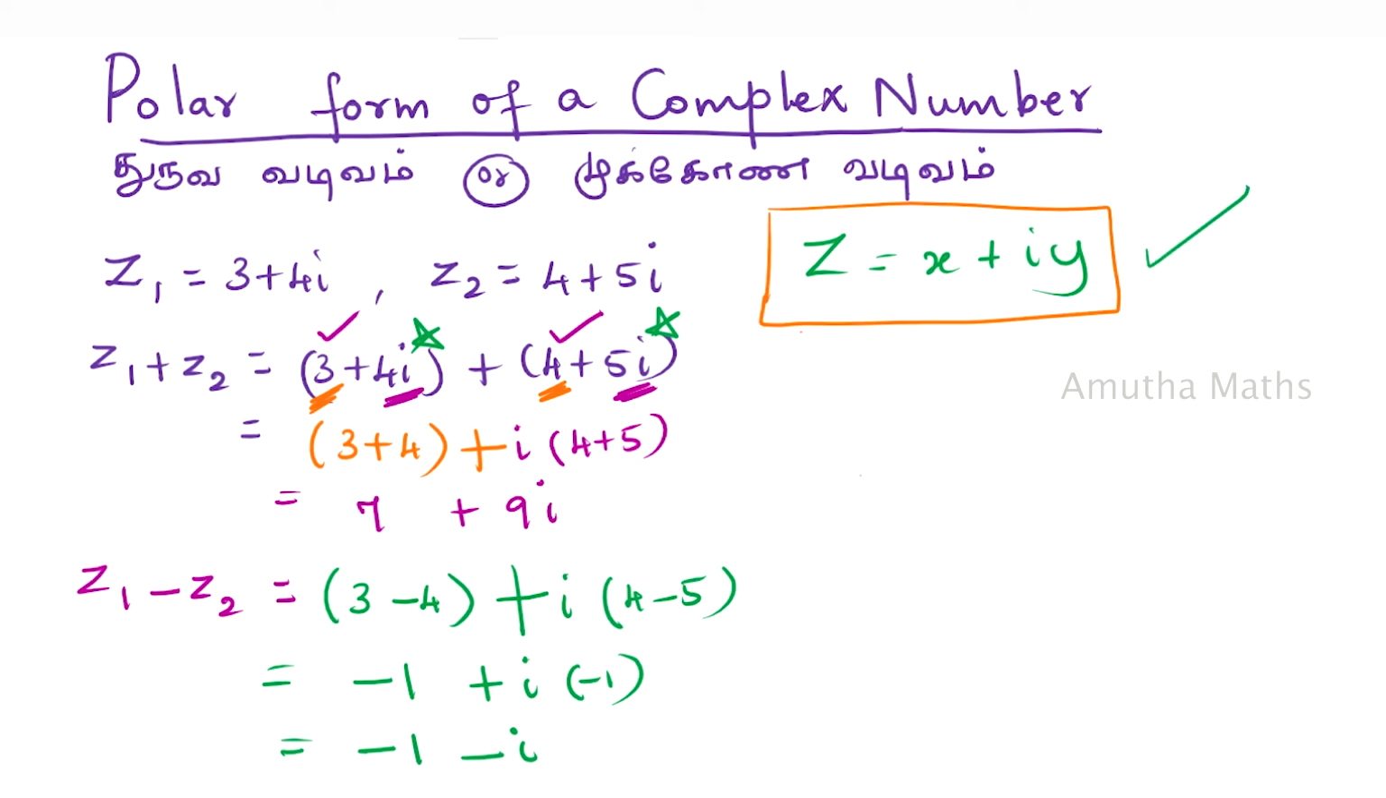இந்த rectangular formல இருக்கும்போது நமக்கு add பண்றது subtract பண்றது easy. இப்போ suppose 3 plus 4i the whole power 18 or 3 plus 4i the whole power 1 by 3. இப்படி நமக்கு powers-ஓ roots-ஓ கண்டுபிடிக்கிறதுக்கு இந்த rectangular form விட polar form வந்து ஈஸியா இருக்கும்.